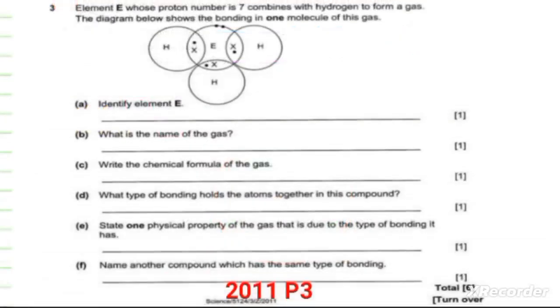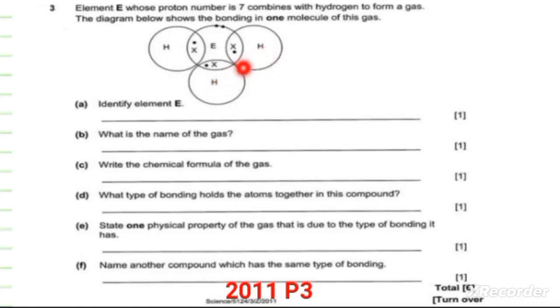We are also going to answer this question, which is coming from the 2011 past paper, question 3. Element E, whose proton number is 7, combines with hydrogen to form a gas. The diagram below shows the bonding in one molecule of this gas. Question 3a, identify element E.